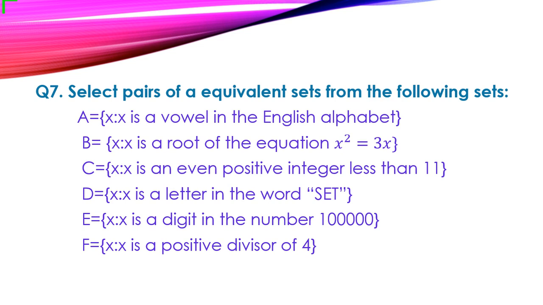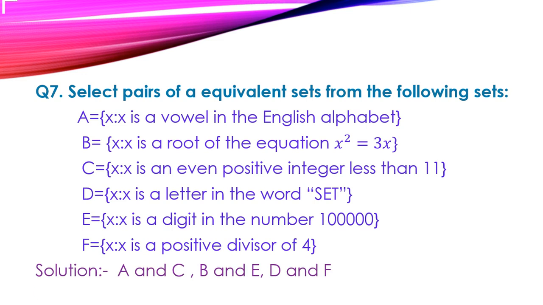Next, if we consider set C, what we get: x such that x is an even positive integer less than 11. Now come on, first tell me what are the even positive integers less than 11. It's 2, 4, 6, 8, 10. How many integers? 5. So the number of elements in the set C is 5. Now if we consider this A and C, the number of elements in both these sets is 5. So obviously A and C will be equivalent sets, right?